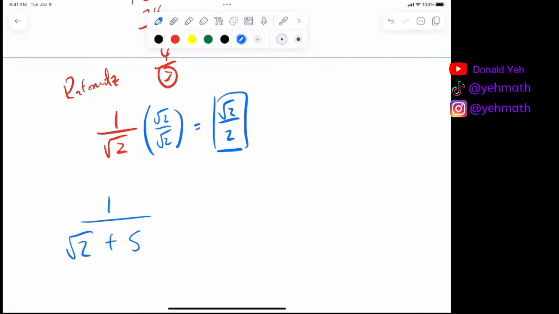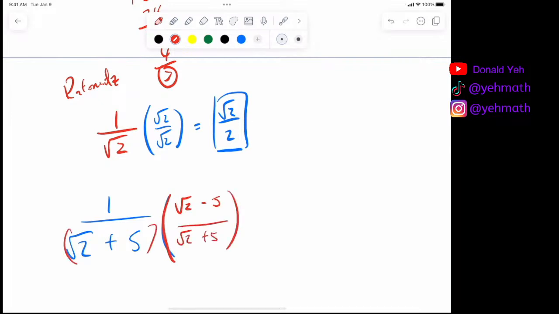Oh, top and bottom. Yeah, it's top and bottom. Good. So square root 2 minus 5 and square root 2 plus 5. Now, this and this relationship is called a conjugate. Sorry, this is minus 5. So this is called a conjugate.